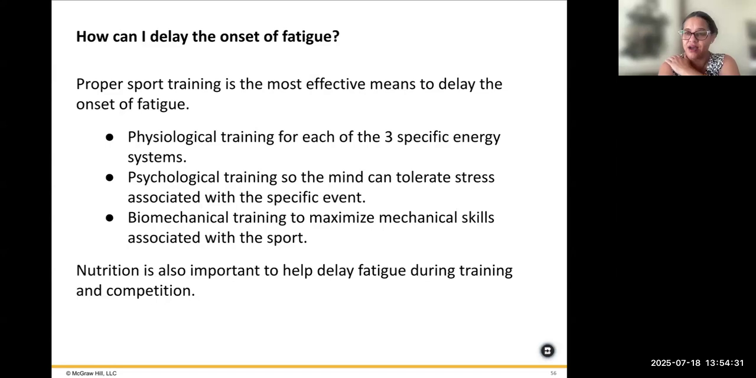And how can I delay the onset of fatigue? Proper sport training is the most effective means to delay the onset of fatigue, physiological training for each of the 3 specific energy systems. He went over that in the video. Psychological training, so the mind can tolerate stress associated with the specific event. And biomechanical training to maximize mechanical skills associated with the sport, development of muscle memory for whatever sport you're doing or playing. Nutrition is also important to help delay fatigue during training and competition.